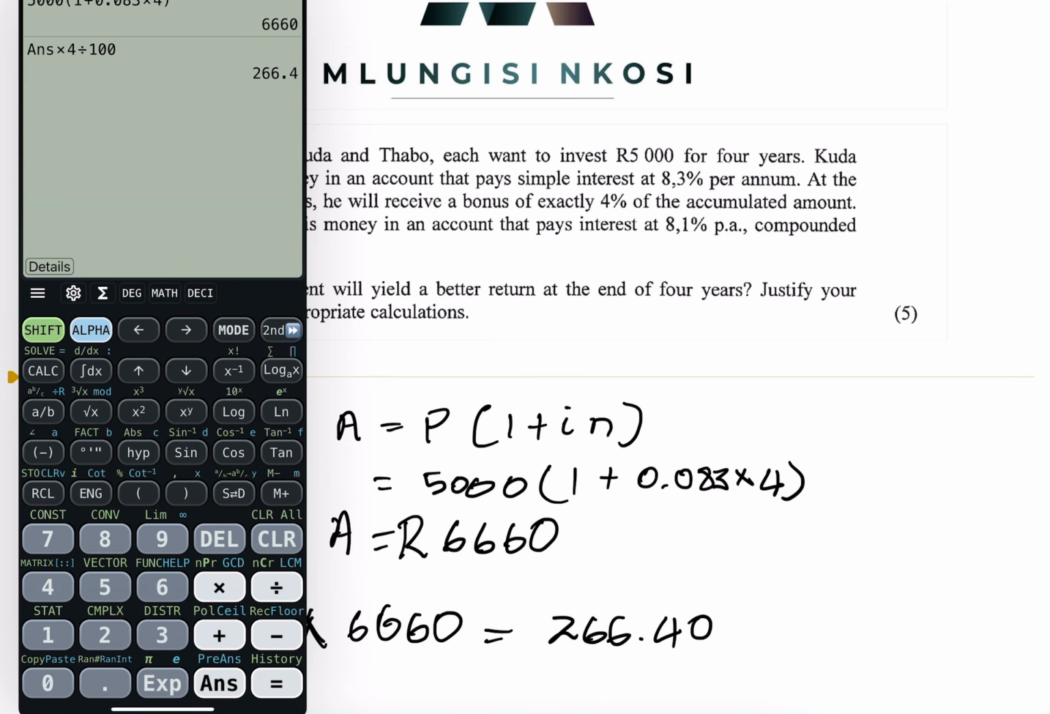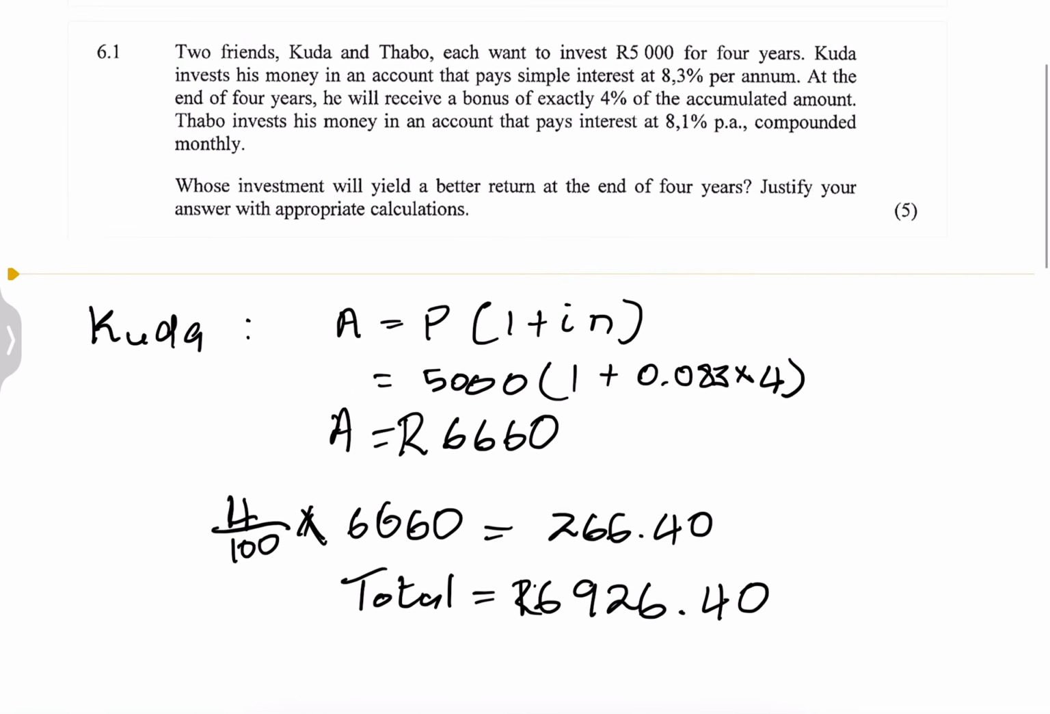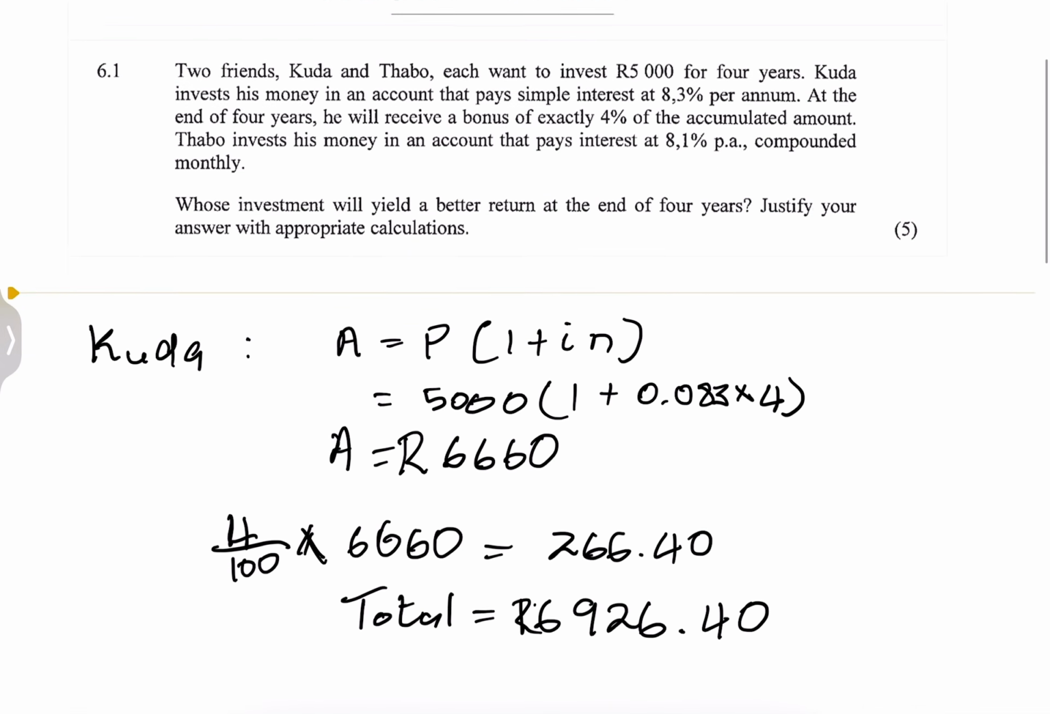Okay, so what we're going to do is add this amount to the original 6,660, and I get a total amount. So the total amount that Guda accumulated was 6,926 and 40 cents. Okay, right, now we're going to compare that with Tabo's investment.